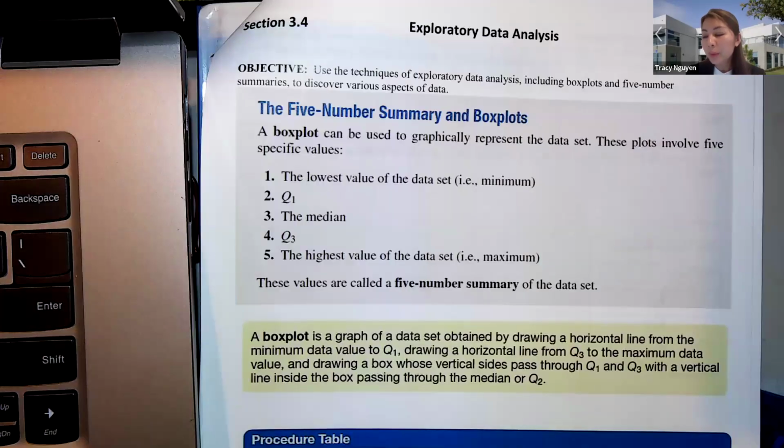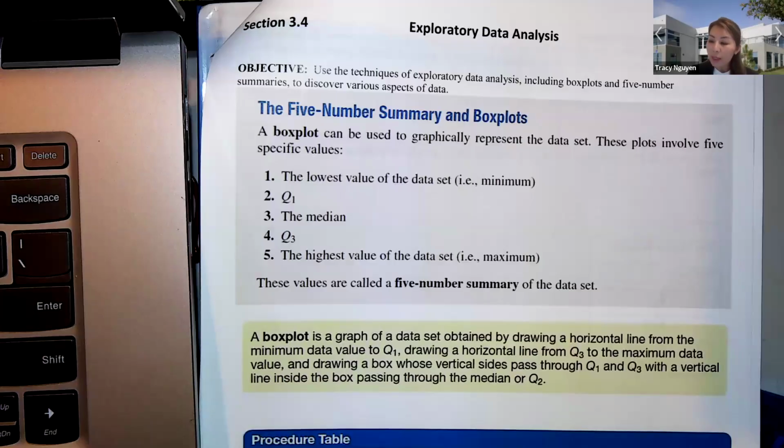For section 3.4, this is our last section for chapter 3. We're going to learn how to draw a box plot. So I'm going to explain how to do a box plot in our guided notes here. And after that, I'm going to show you how to actually draw the box plot on Alex. So I will share my screen to show you how that can be done.